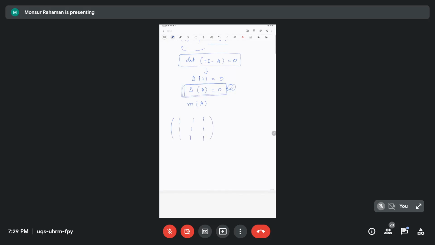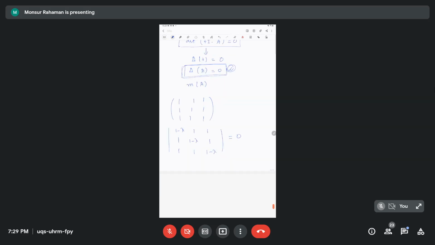इसका आइगन वैल्यूज एंड आइगन वेक्टर्स क्या होगा? Sometimes it's also easy to consider the eigenvector, not if you directly calculating the characteristic equation, it will be difficult. Okay, because characteristic equation like 1 minus lambda 1 1, इसका जो determinant होगा, 1 1 minus lambda 1, 1 1 1 minus lambda equals to 0.